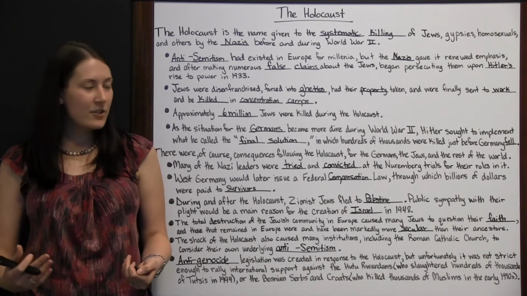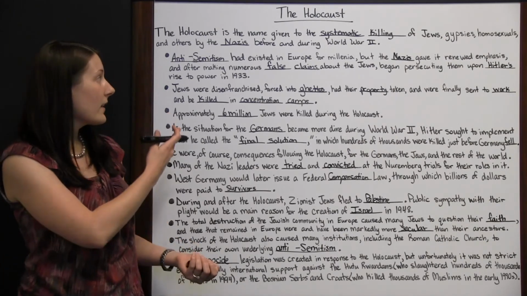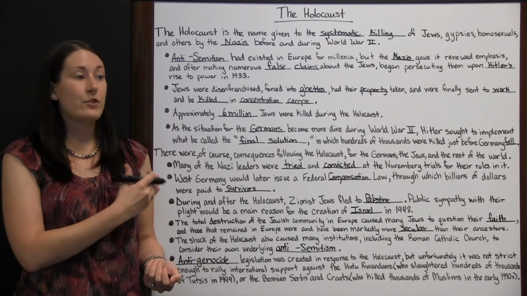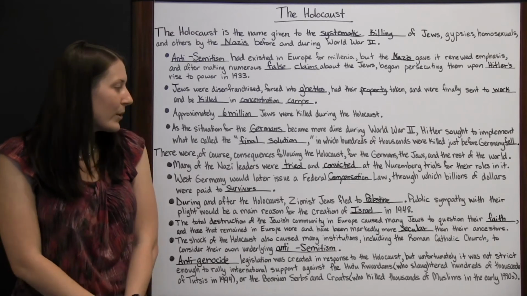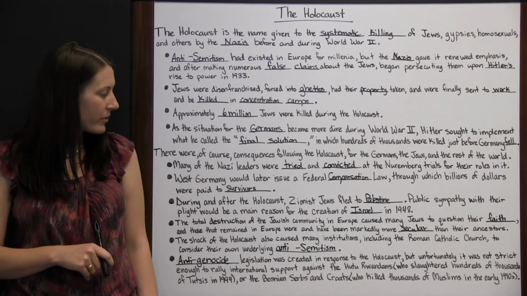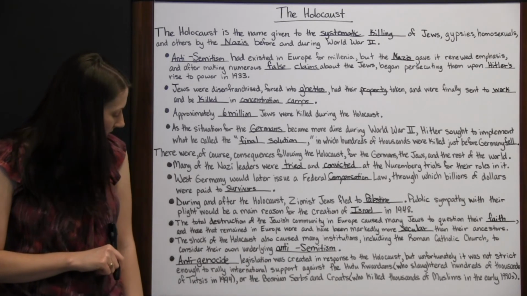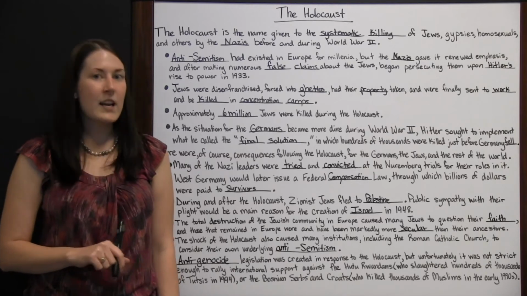So anti-genocide legislation was created in response to the Holocaust because, of course, the Holocaust was just genocide of the Jews. But unfortunately, it was not strict enough to rally international support against the Hutu Rwandans, who slaughtered hundreds of thousands of Tutsis in 1994.